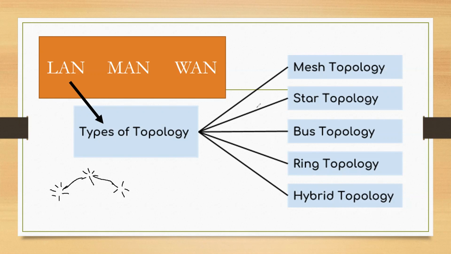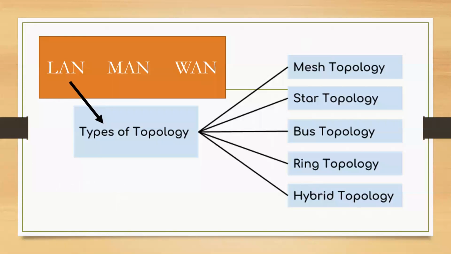Here you can see 5 categories. Normally in your syllabus, hybrid topology is not there. But mesh topology, star topology, bus topology, ring topology, and tree topology. So we can cut hybrid topology. It should be tree topology in your syllabus. So we can discuss those things.